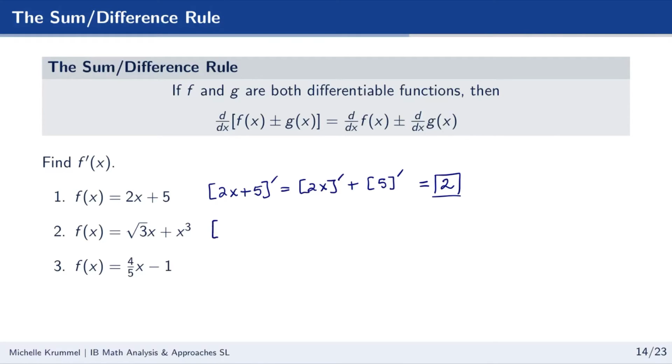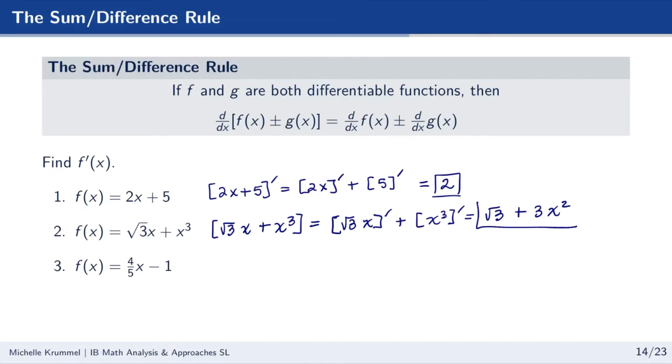For number 2, if we want the derivative of root 3 x plus x cubed, we can use the sum difference rule and say, oh, that's the derivative of square root of 3 times x plus the derivative of x cubed. The derivative of square root of 3x is square root of 3. We use the constant multiple rule there and the power rule to take the derivative of x. Plus the derivative of x cubed. We're going to use the power rule there. The derivative of x cubed is 3x squared. So my answer would be the sum of those two results, square root of 3 plus 3x squared.